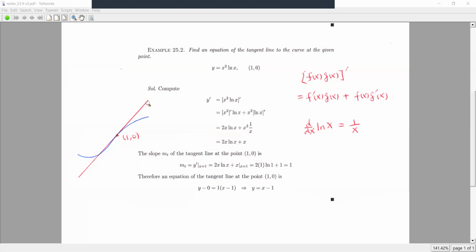Now we have the slope of the tangent line and we have 1 point on the tangent line. By the point slope formula, the equation of the tangent line is this. Simplify this equation, then this is the answer to this example.